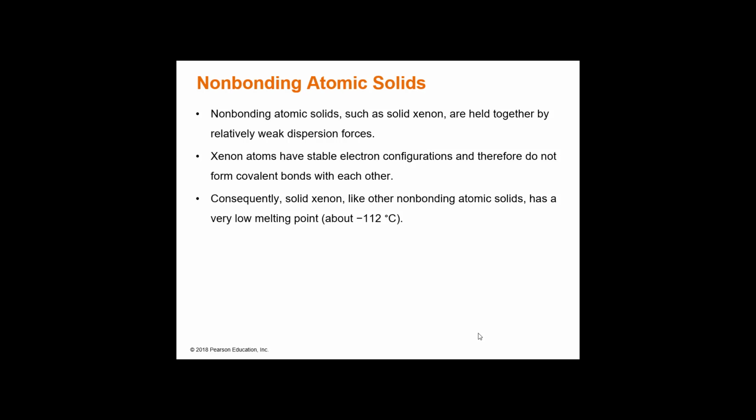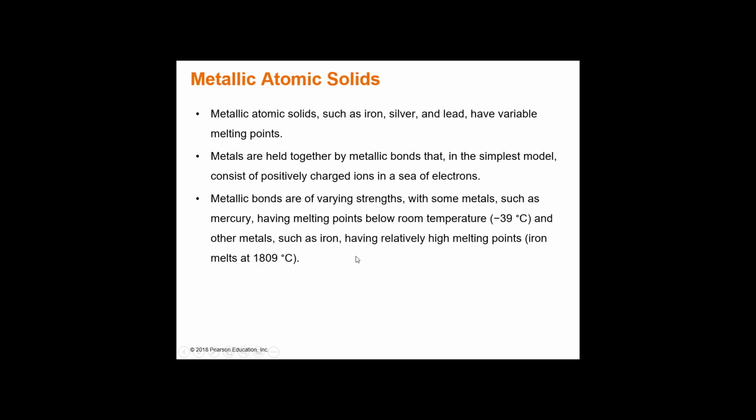Non-bonding atomic solids, such as xenon, which is a noble gas, are held together by relatively weak dispersion forces. Remember, dispersion forces are the weakest of the intermolecular forces. It has a stable electron configuration. If it's a noble gas, it obviously will, which means it's extremely stable. And because it does have that, it doesn't need to bond with anything else because it's got the octet. But just because it's stable doesn't mean it transfers to other areas. So for instance, it doesn't have a high melting point. It has a very low melting point, which is approximately 112 degrees Celsius. That is because it only has dispersion forces. And remember, everything has dispersion forces because they have electrons.